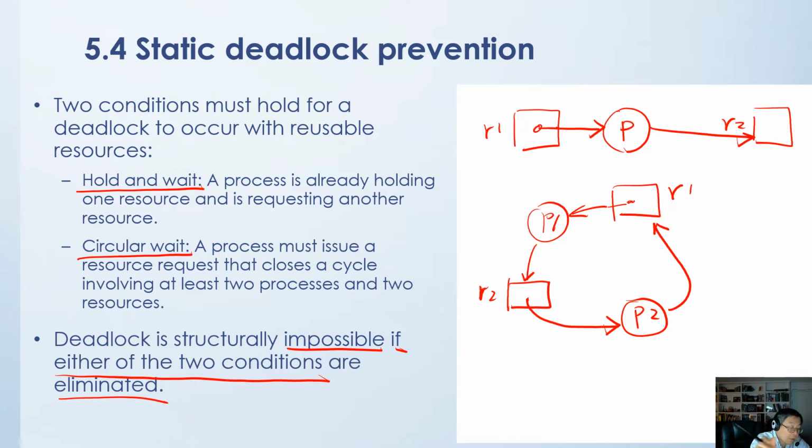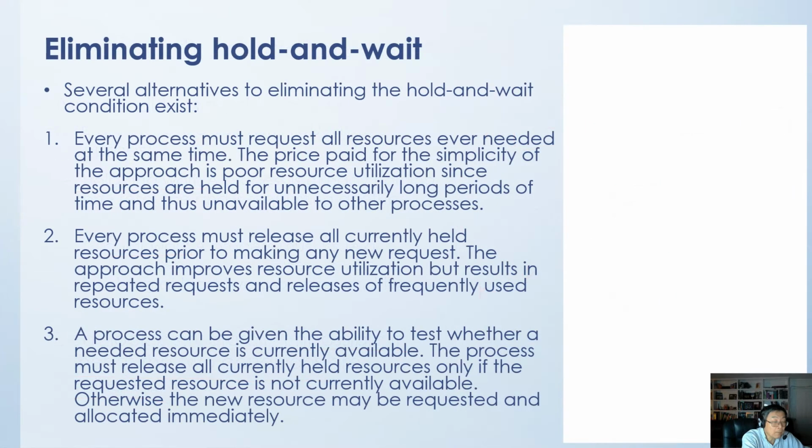If you break the circle, then the deadlock is no longer there. Hold and wait is a necessary condition. Circular wait is also a necessary condition. So we know that two conditions must hold in order for a deadlock to occur. One is hold and wait. The other one is circular wait. In order to make sure there's no deadlock, we just need to eliminate one of these two conditions.